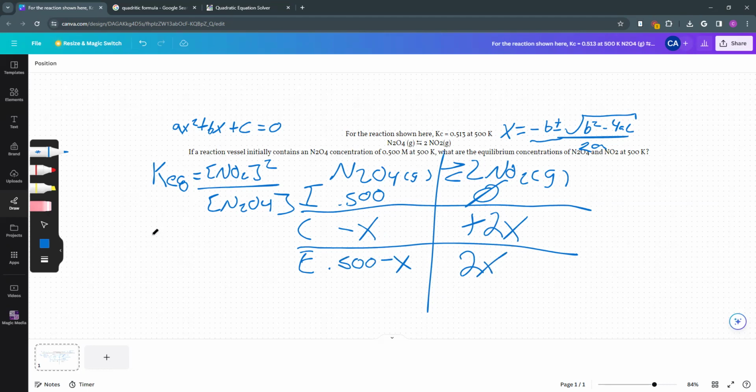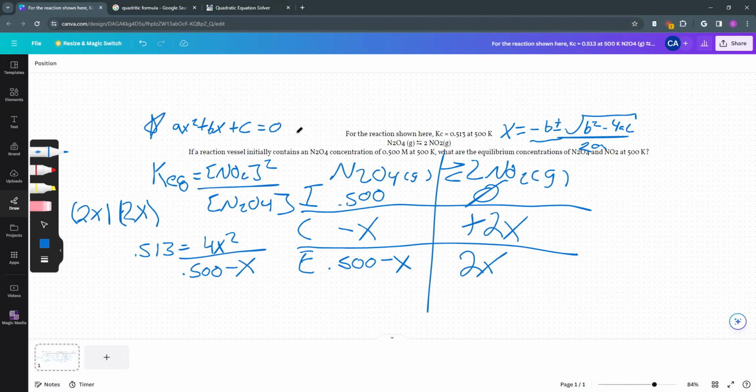Now we can plug into our K expression. So K is 0.513. That's going to equal 2x with that whole term squared. And 2x squared, by the way, is just simply 2x times 2x, right? So that is 4x squared divided by 0.500 minus x. Now, when we have an x squared term and an x term in the same equation, that's your big hint that you should use the quadratic equation.